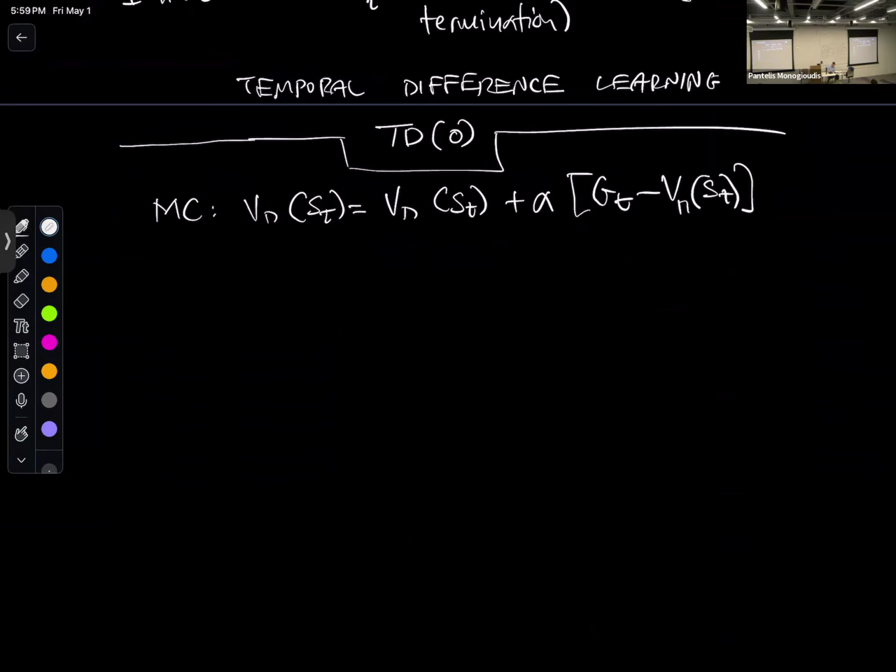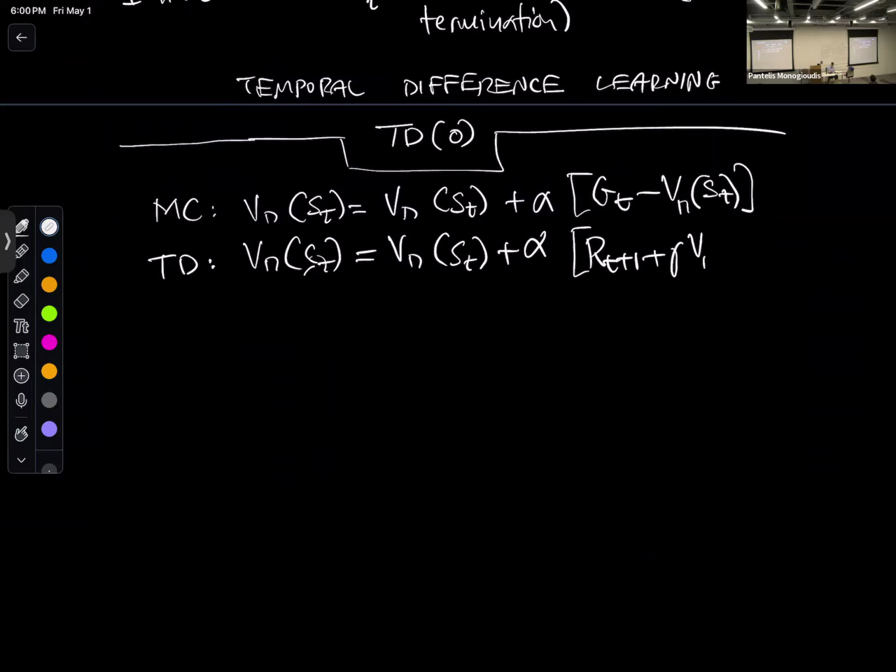All right. So in TD, we will see the following update. I'll write the update and then we'll explain. V pi of ST is equal to V pi of ST plus alpha times RT plus 1 plus gamma V pi of ST plus 1 minus V pi of ST. Everything here is in capital letters. We are in a reinforcement learning space. That is TD(0).